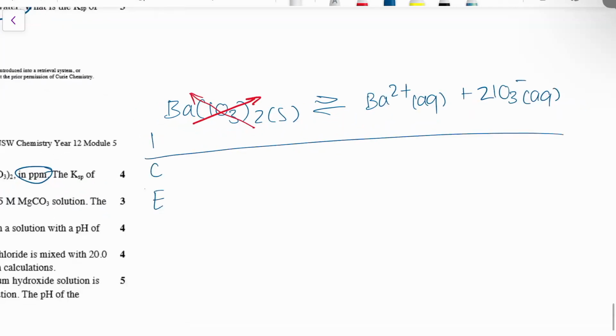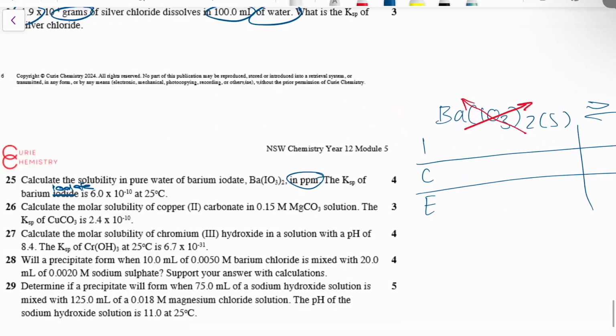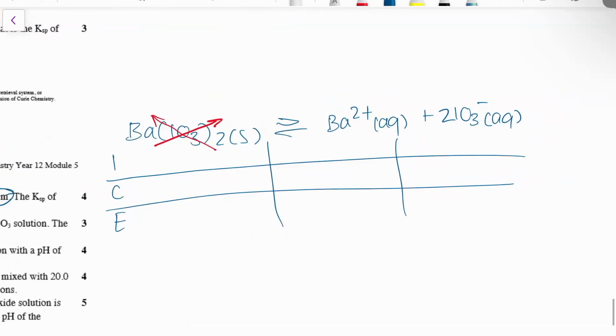ICE. They haven't told me I'm dissolving it in a particular solution. They're asking me for solubility in water, which means at the start, the concentration of everything is 0. Water shouldn't have any ions in it. Changes according to ratio plus x plus 2x. So this is x, 2x.